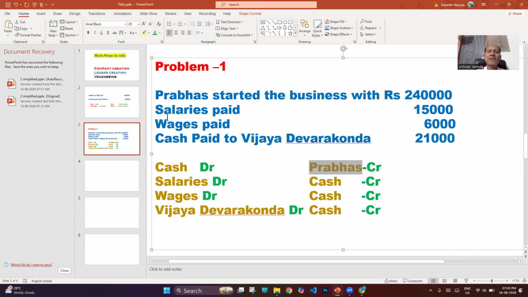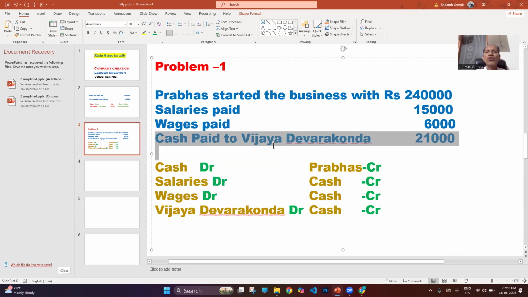In the second transaction, salary is paid. So salary is paid in the form of cash. So the salaries account and cash account come. And wages paid. So wages account and cash account.